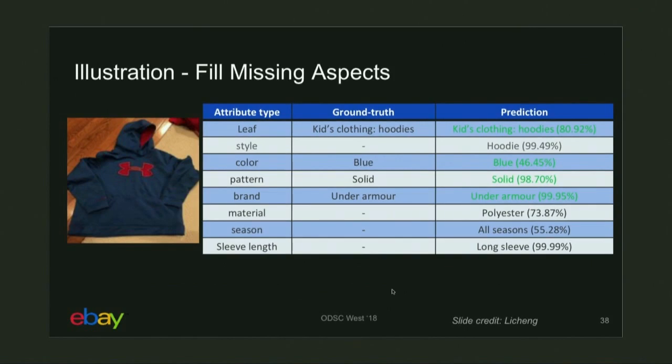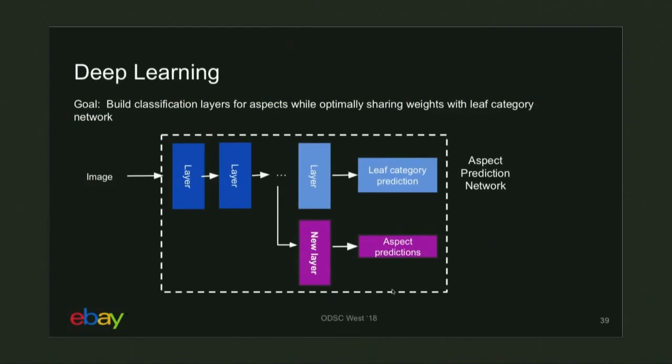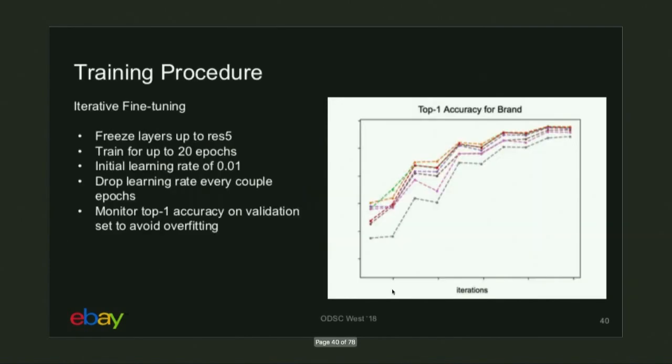One of the use cases is the following. When somebody takes a picture of an item, we can automatically predict these aspects and populate these fields instead of asking the user to fill them. So that's one application. Here I show one of the sellers actually skipped style, material, season, and sleeve length, and we were able to predict those things to make the data more complete. I already talked about this, so I'm not going to talk about it.